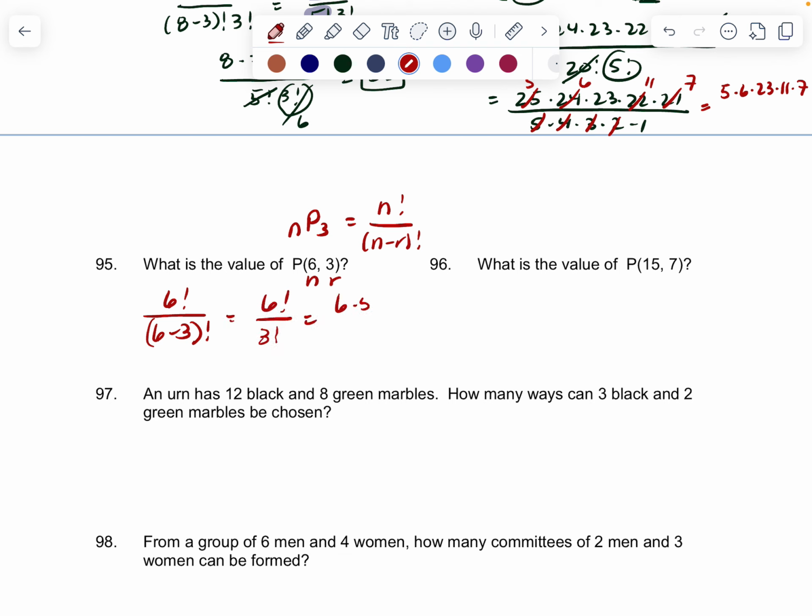Again, breaking it down, 6 times 5 times 4 times 3 factorial over 3 factorial, and that's 30 times 4, which is 120. So something like that you should expect to see and be able to do without a calculator.